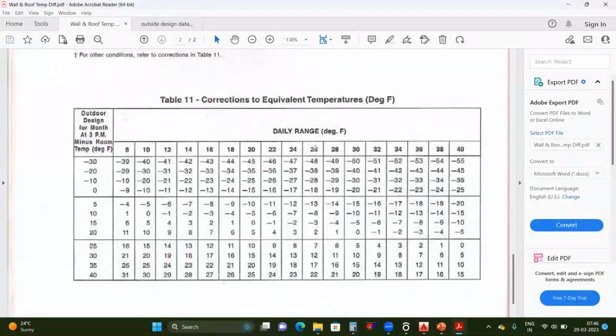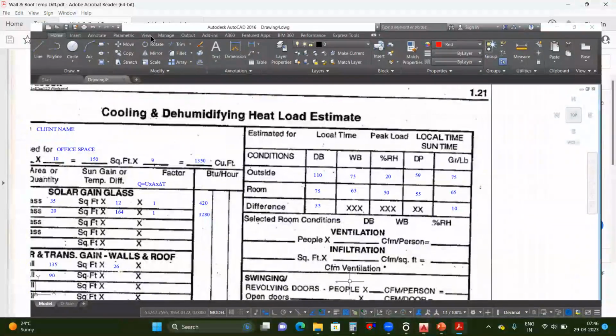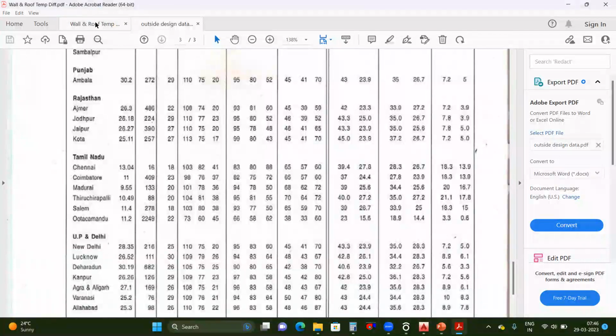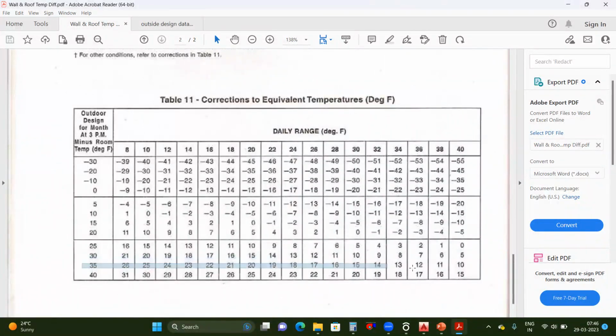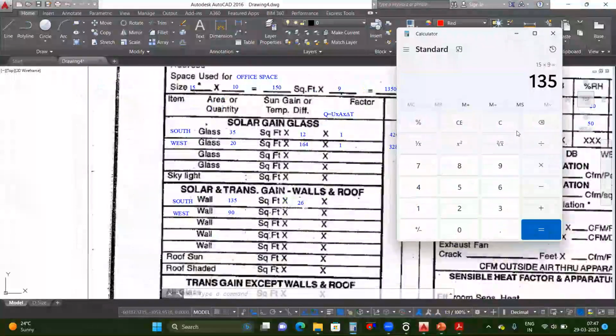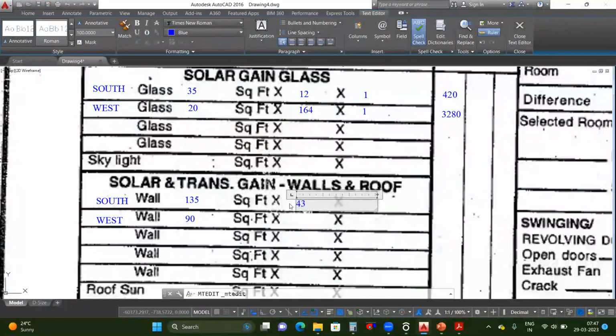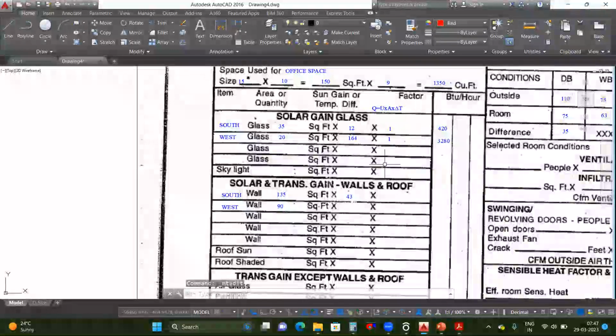So we have both the daily range and the delta T. This is 26 and this is 35, right? 35 and 26. So the correction factor is 17, and we need to add this 17 to our delta T. So 26 plus 17, we get 43 here. The U value we'll do later.